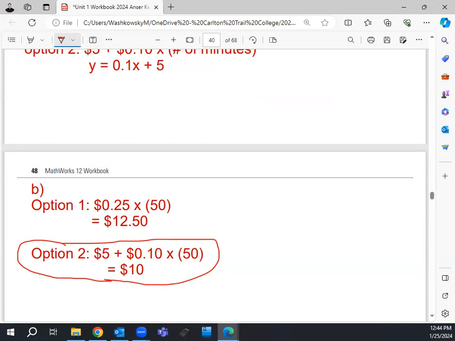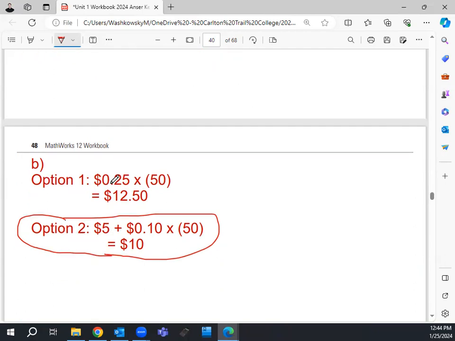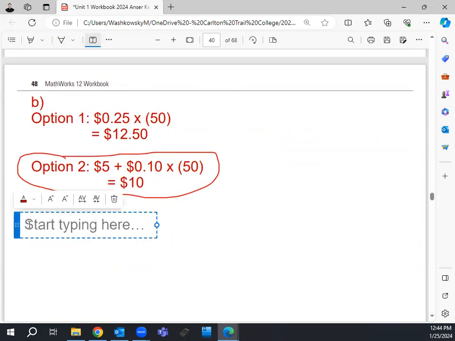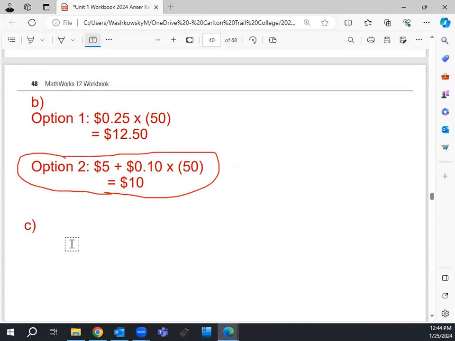And finally, question C. I won't scroll up because I know some people are writing, but question C is asking us, how many minutes of long distance would Charlie need to use for both plans to be the same price? Basically, what's the break-even point? What's that magic threshold? So my question for you is, how can I figure this out?